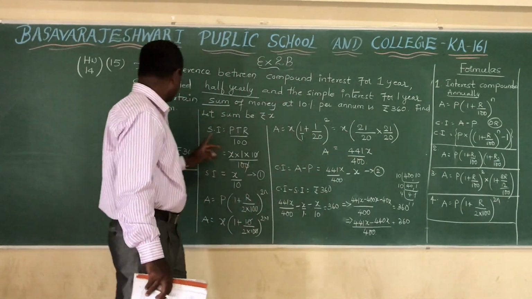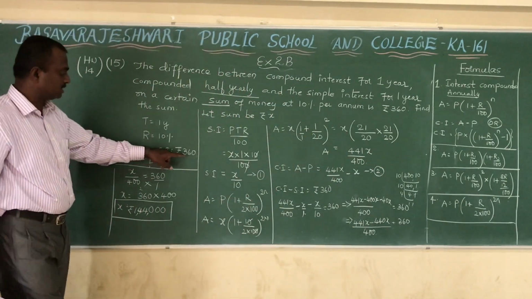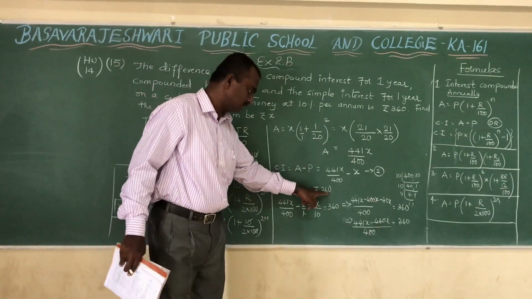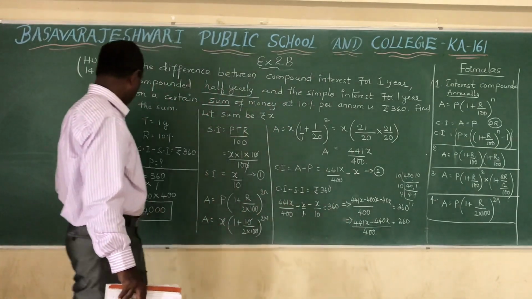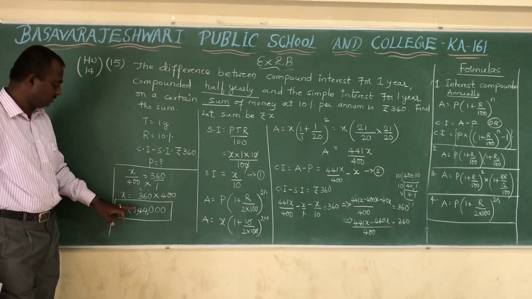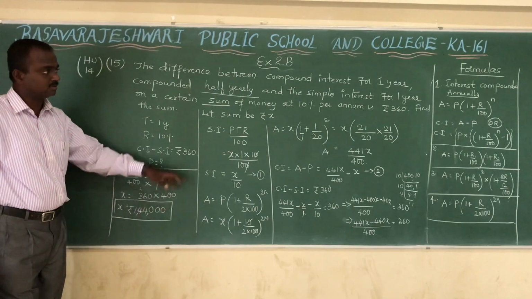We have already given the equation here: CI minus SI is 360. So substitute the values and simplify it. Finally, how much did you get as the answer? The sum is rupees 1,44,000. So note this down.